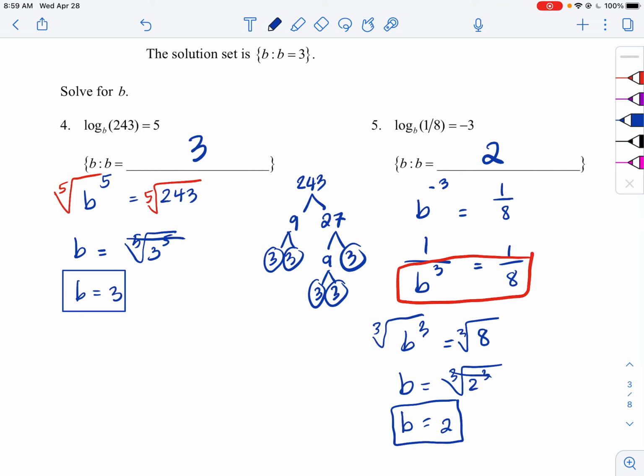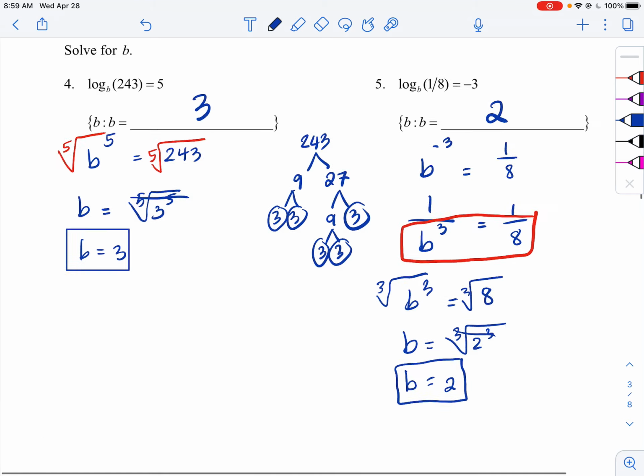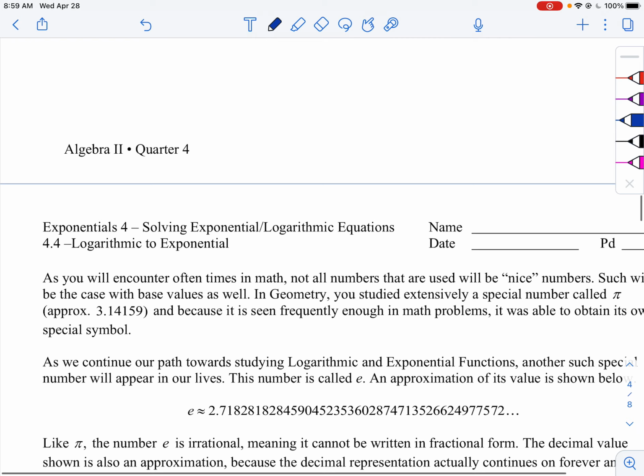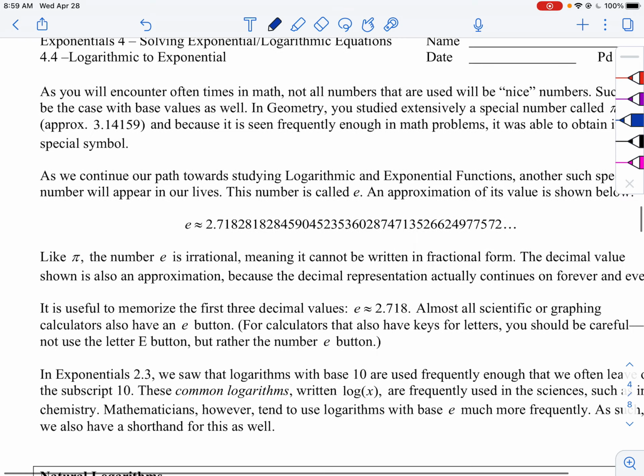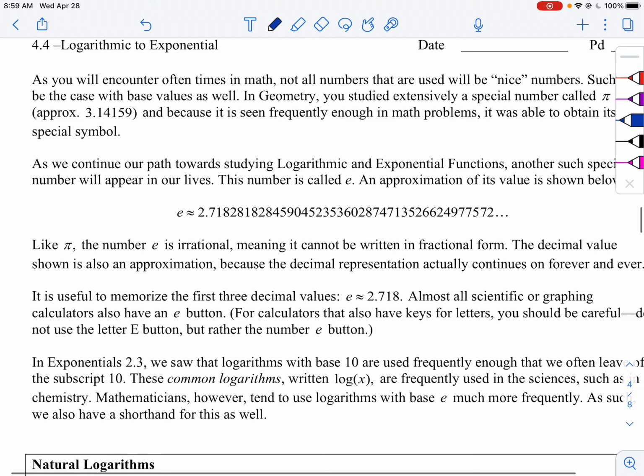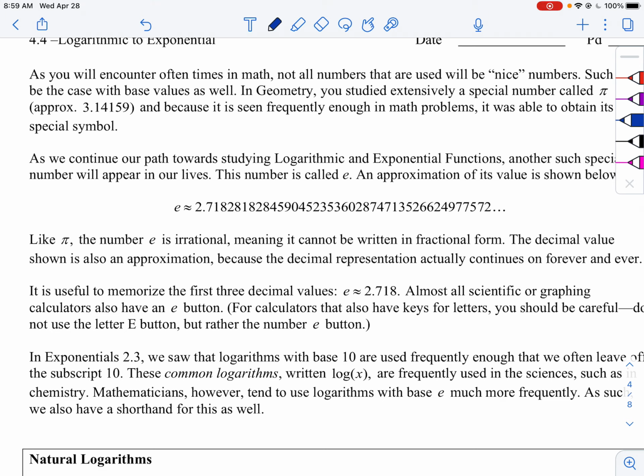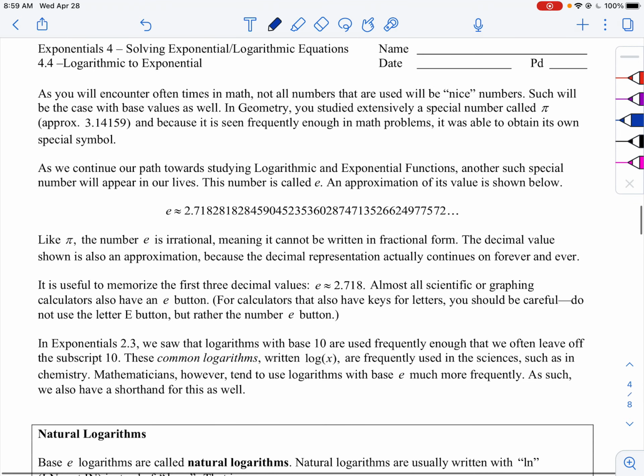So we have 2 more things to talk about. And here's the next page. All right? And I need you guys to pay attention on this one. As you will encounter oftentimes in math, not all numbers will be nice numbers. Okay? Such will be the case with base values as well.